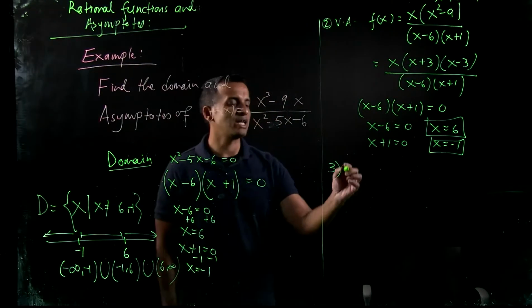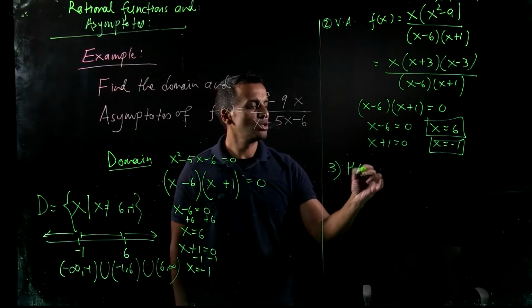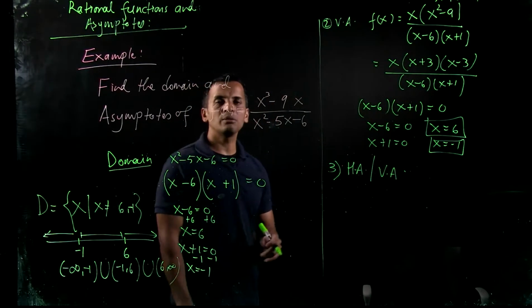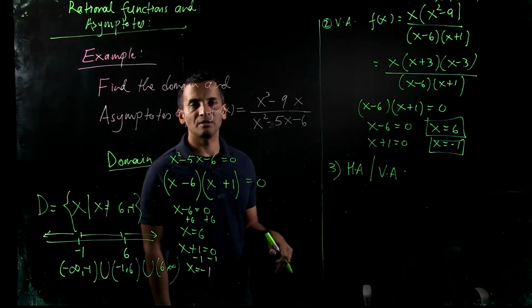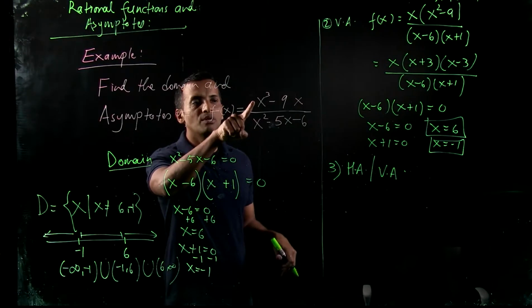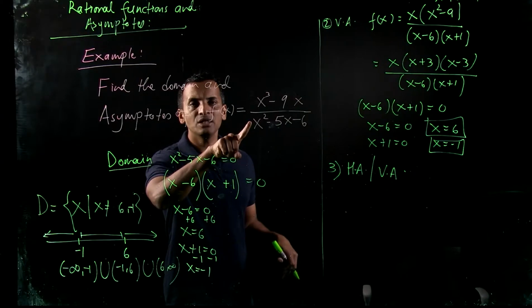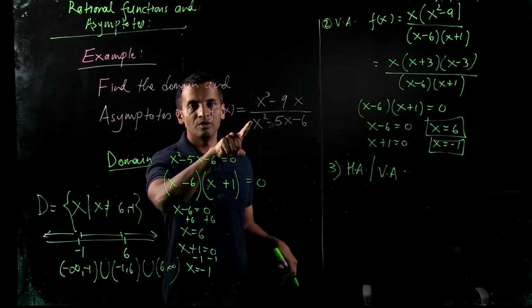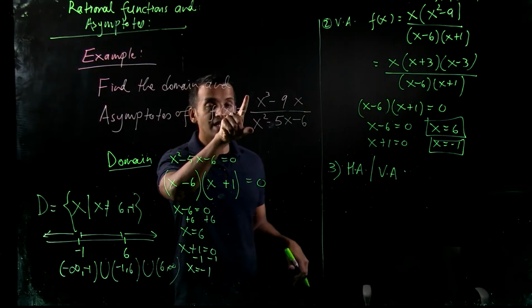So next we try to find out the horizontal or oblique asymptote. Okay, to find that, first of all we decide what type of asymptote there is. So what is the degree of the top? 3. Degree of the bottom is 2, right? So the degree of the top is 1 more than the degree of the bottom, right? So it has an oblique asymptote, right?